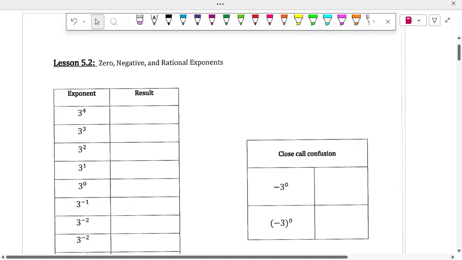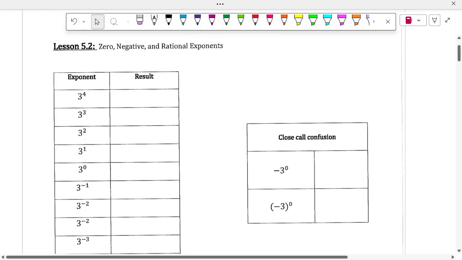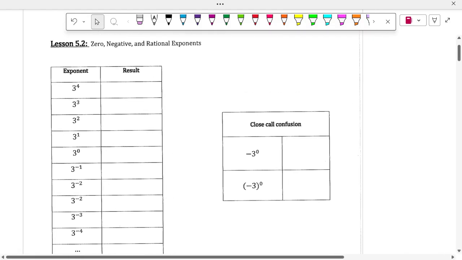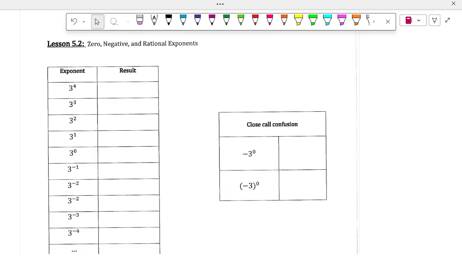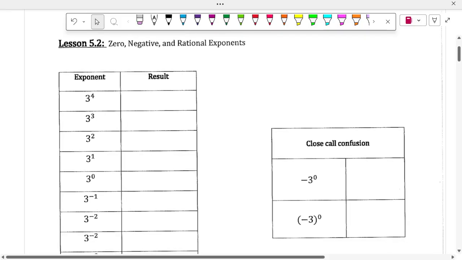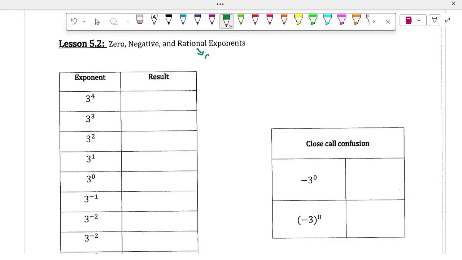All right, so let's start by filling in this table. So this next part is zero exponents, negative exponents, and rational exponents. What's another name for rational? Not necessarily. Fraction. So rational, the root of the word is ratio. Ratio is another name for fraction. All right. So rational is just another fancy name for fraction. So fractional exponents.